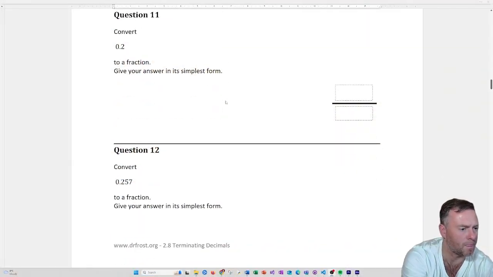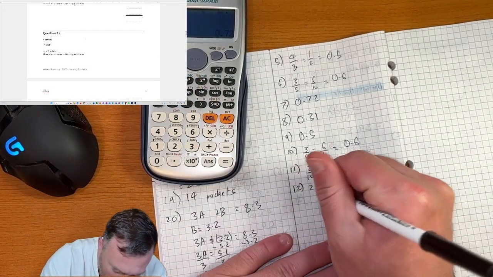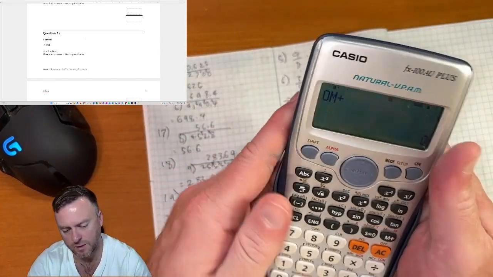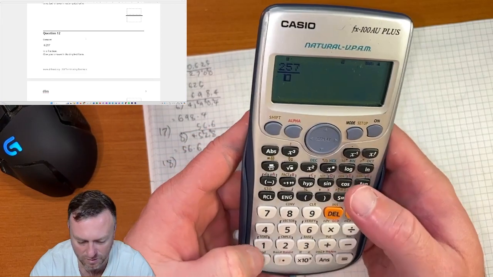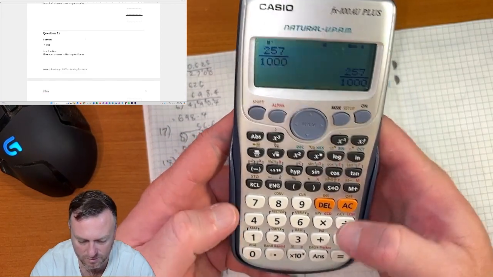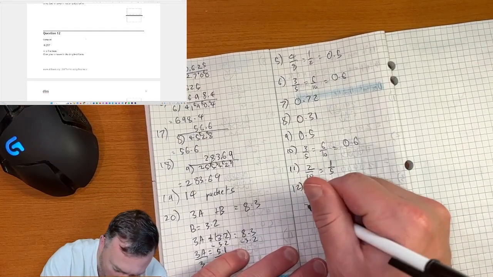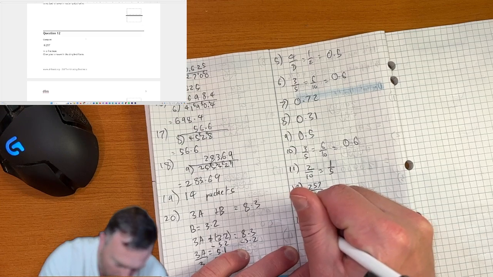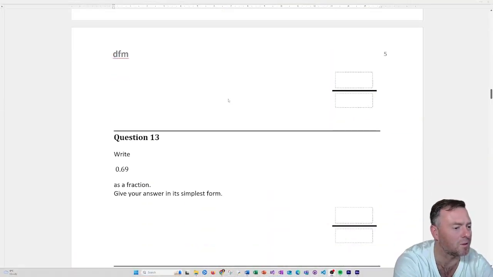12, as a fraction, equals 257 over 1,000. So we're going to use the fraction button, 257 over 1,000. Yep. So it was what the original was, so 0.257. For questions like that, I don't mind checking just in case, because you don't know what prime numbers are going to be involved.